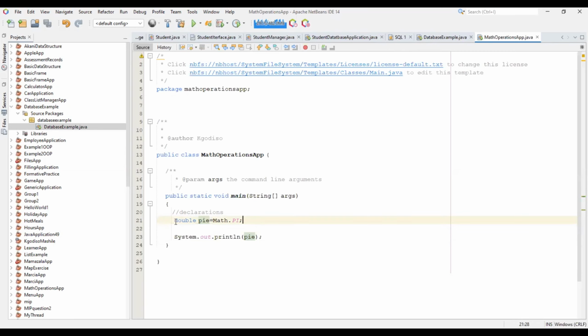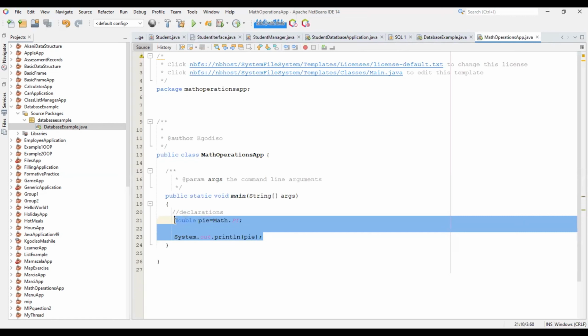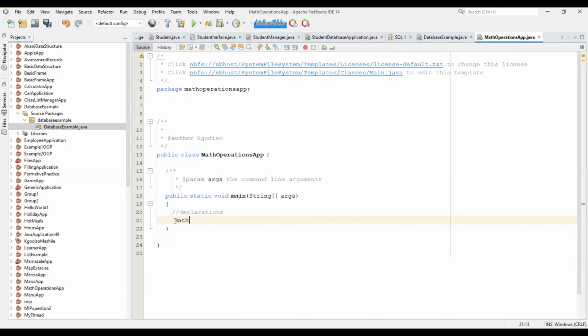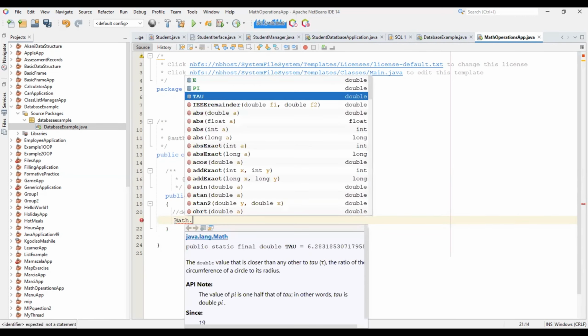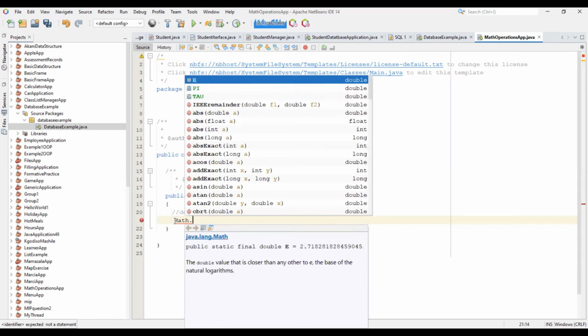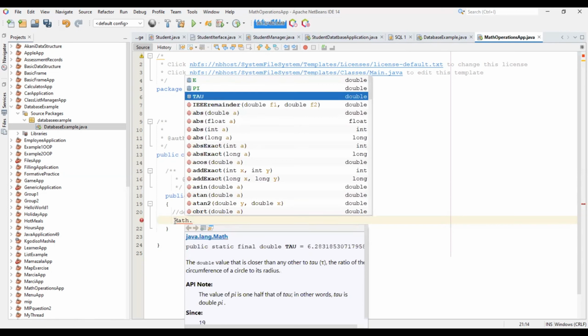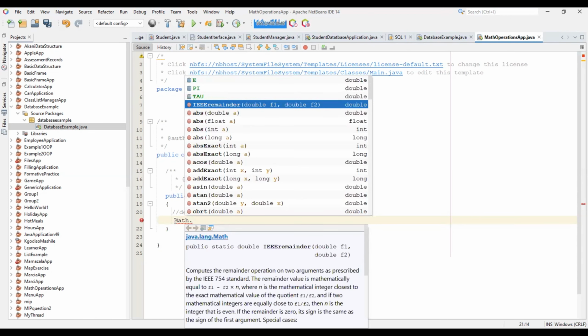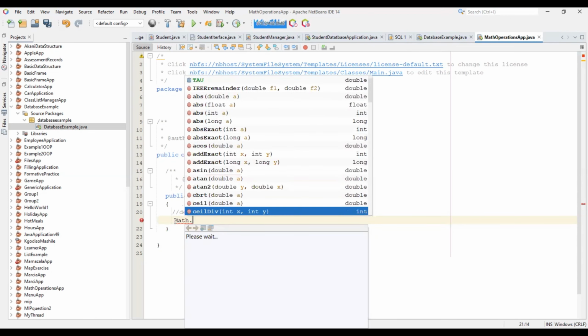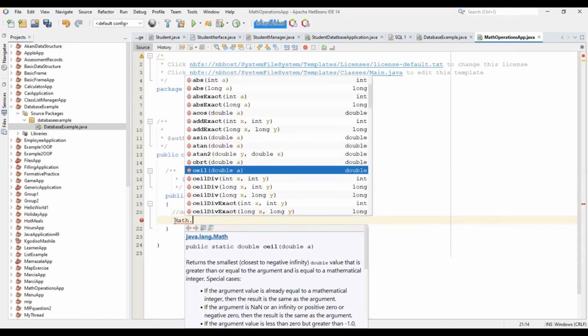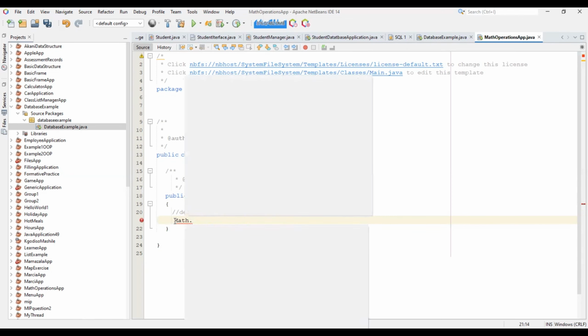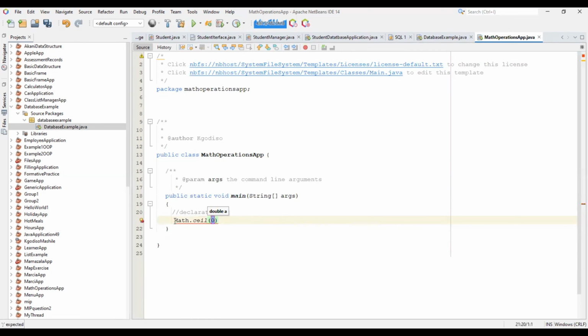And the beauty of this is that you can also get a tau, which is 6.2 something. And you can also get a ceiling. So a ceiling is if you are having a number like 1.5.